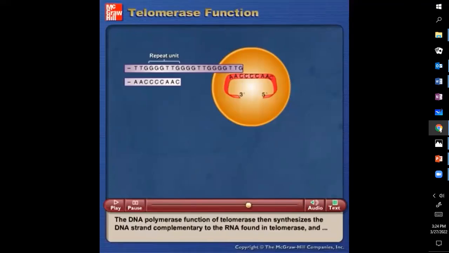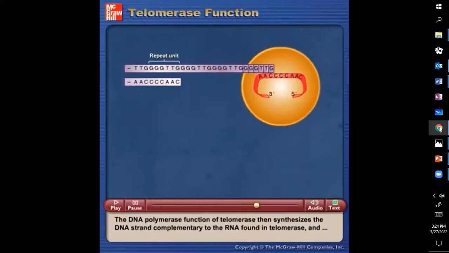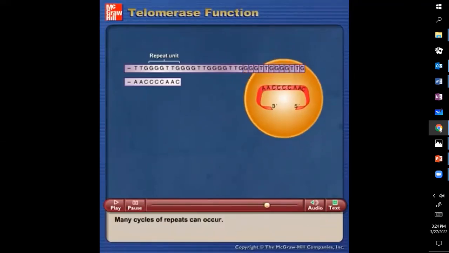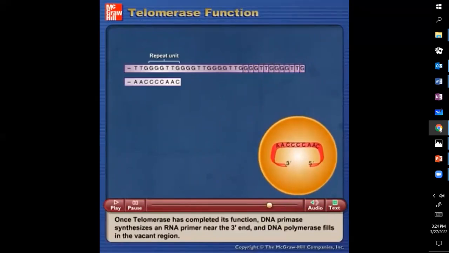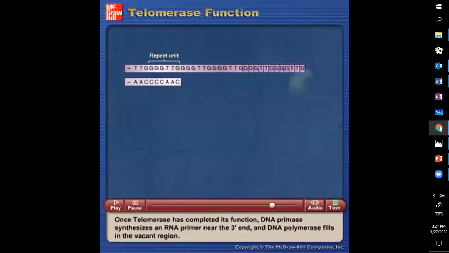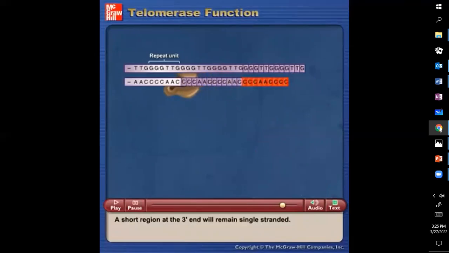The DNA polymerase function of telomerase then synthesizes the DNA strand complementary to the RNA found in telomerase, and subsequently translocates to the end of the newly synthesized strand, and the process repeats itself. Many cycles of repeats can occur. Once telomerase has completed its function, DNA primase synthesizes an RNA primer near the 3' end, and DNA polymerase fills in the vacant region. A short region at the 3' end will remain single-stranded.